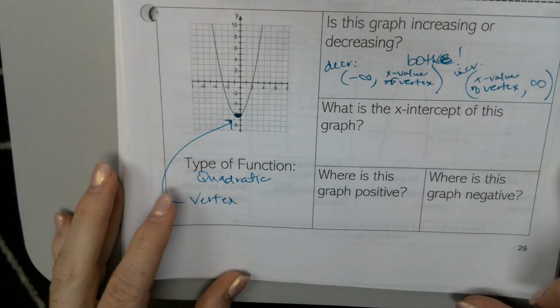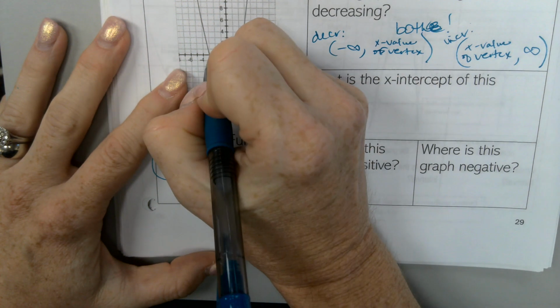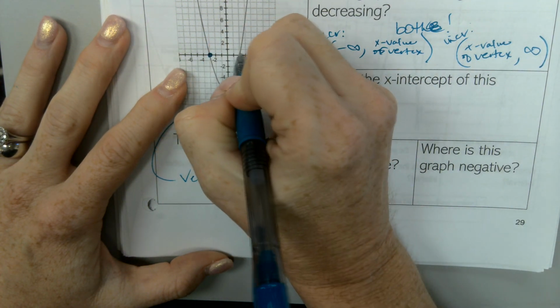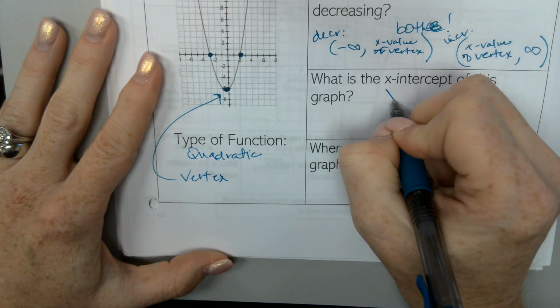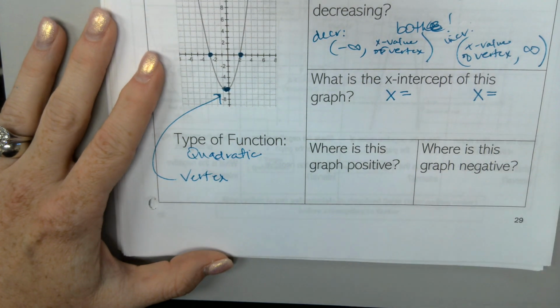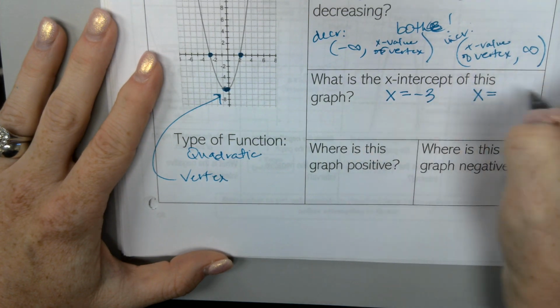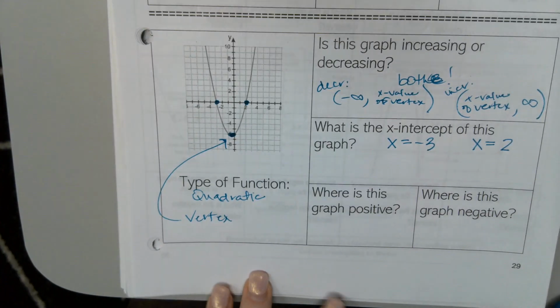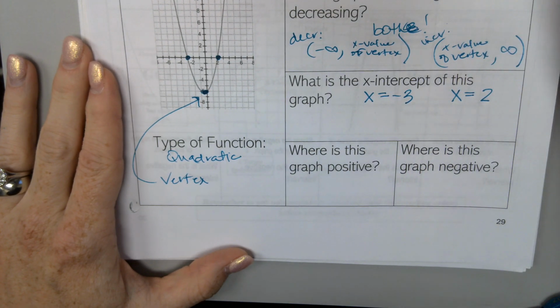All right. This asks me, what is the x-intercept of this graph? So I'm going to come and I'm going to mark any place that I see this graph cross the x-axis. This happens in two places. So I have two x-intercepts. What are they? Negative 3 and positive 2. Yes.